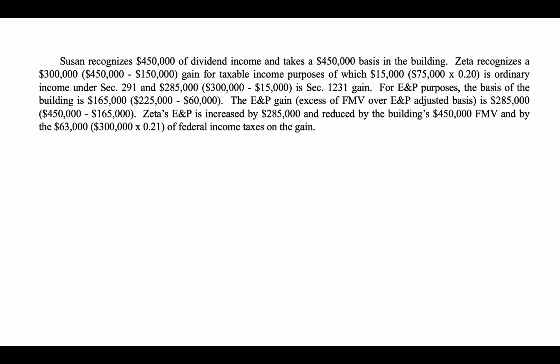For earnings and profits, the basis of the building is $165,000 because we know that we paid $225,000 for it and that we have taken $60,000 of depreciation for earnings and profits purposes. So the earnings and profits gain is $285,000. And the earnings and profits is going to be increased by $285,000 and reduced by the amount of the distribution, the building's fair market value, and then also the tax effect of that. So 21% of the $300,000 gain.